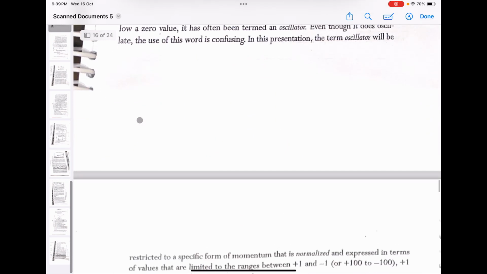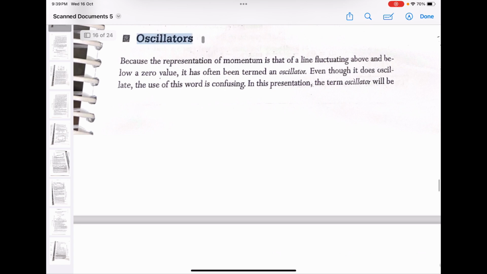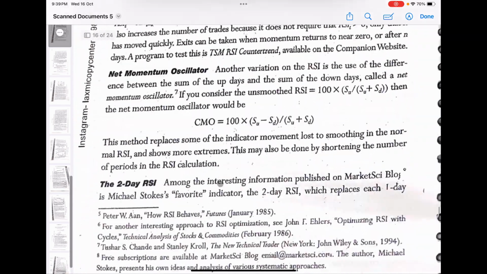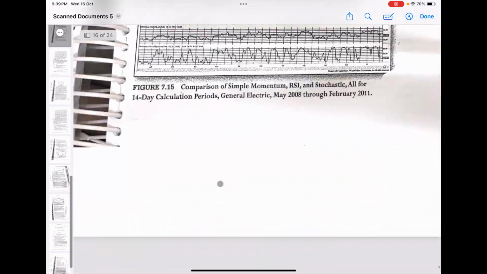So I'll stop this video over here. In the next video, we'll be completing this chapter. We'll start from oscillators and we'll also revise the entire chapter in a quick recap.